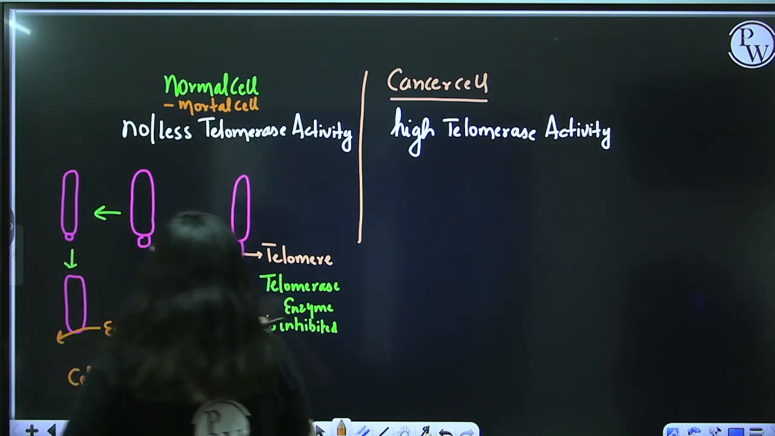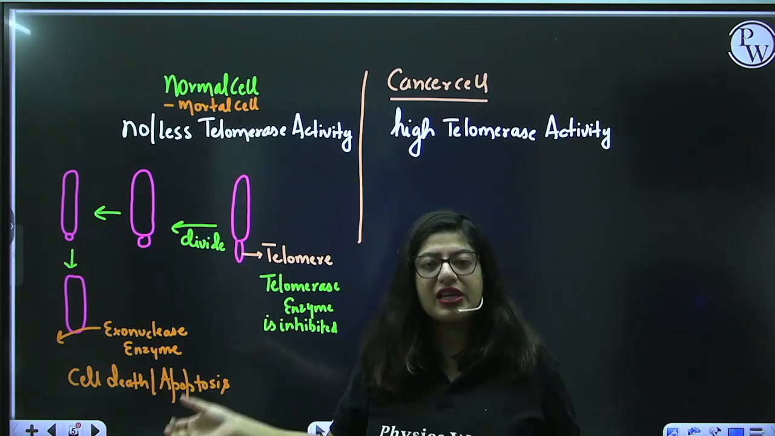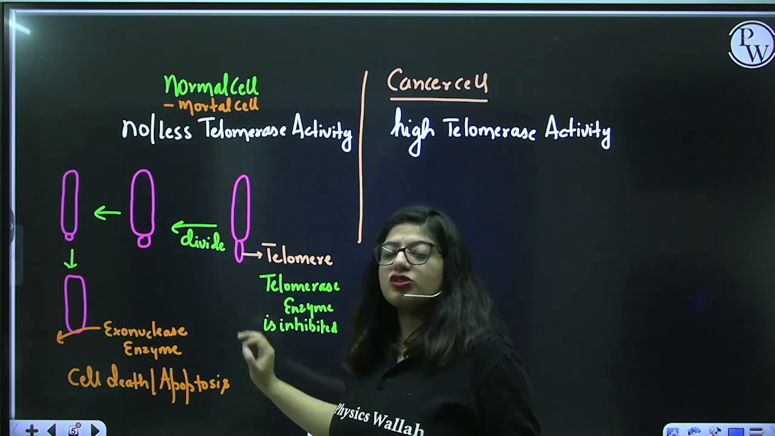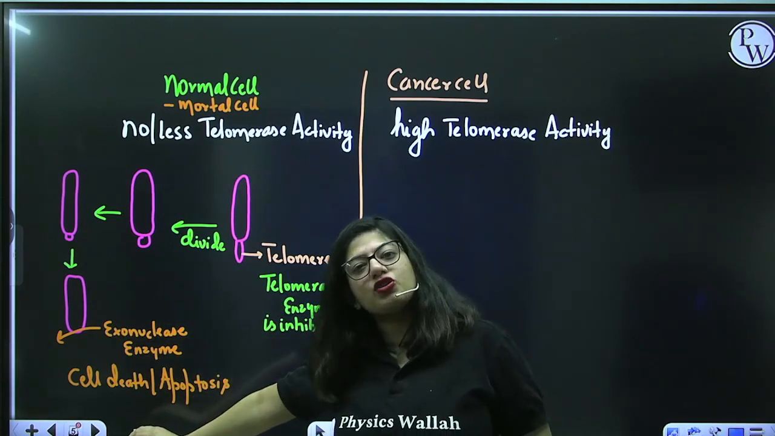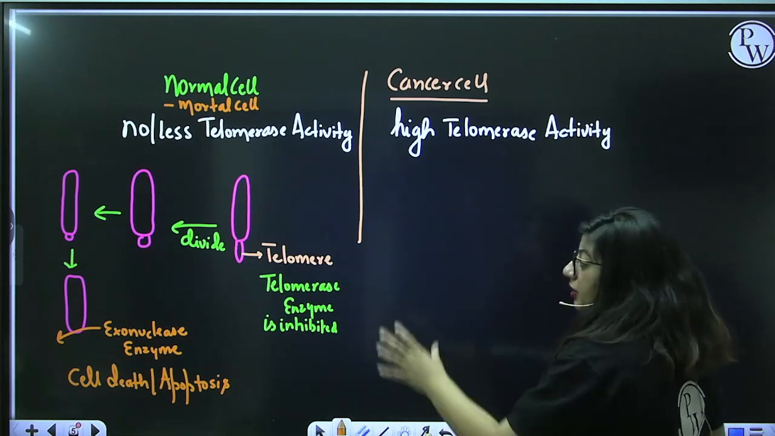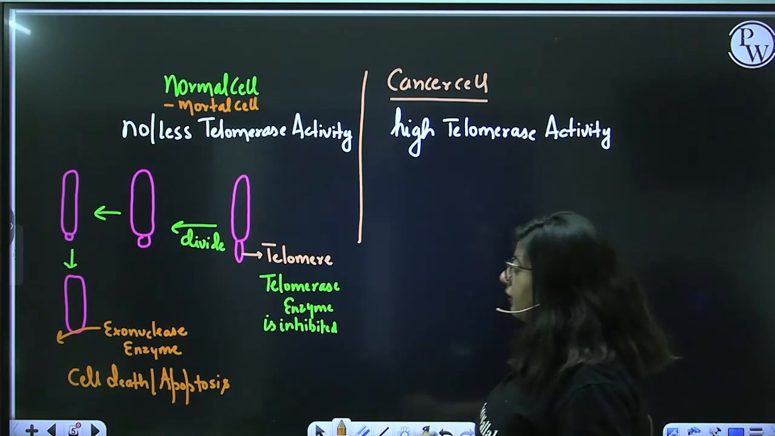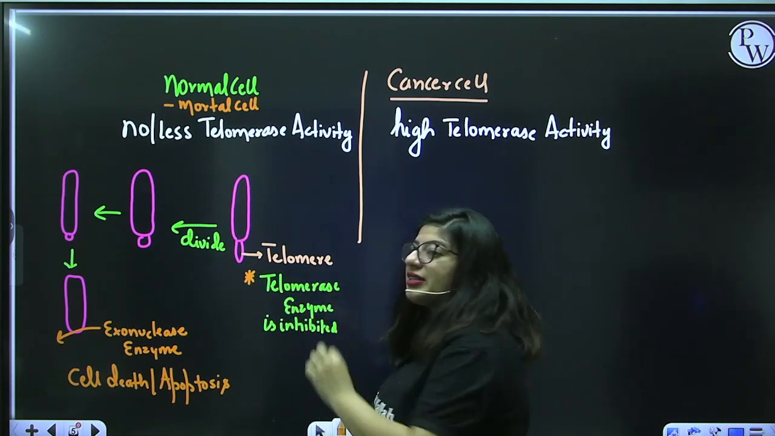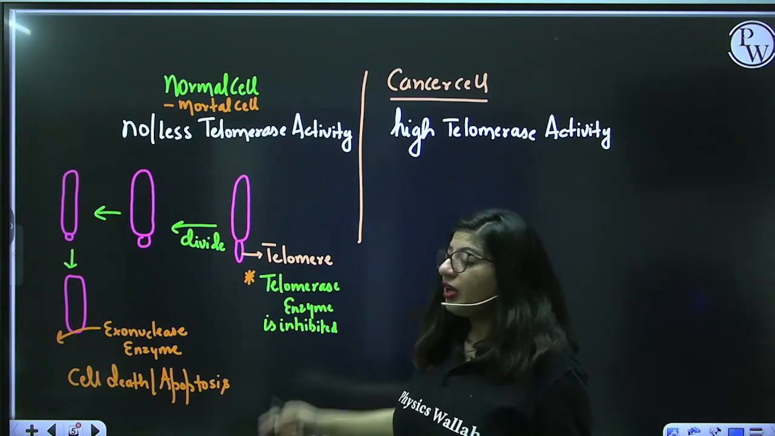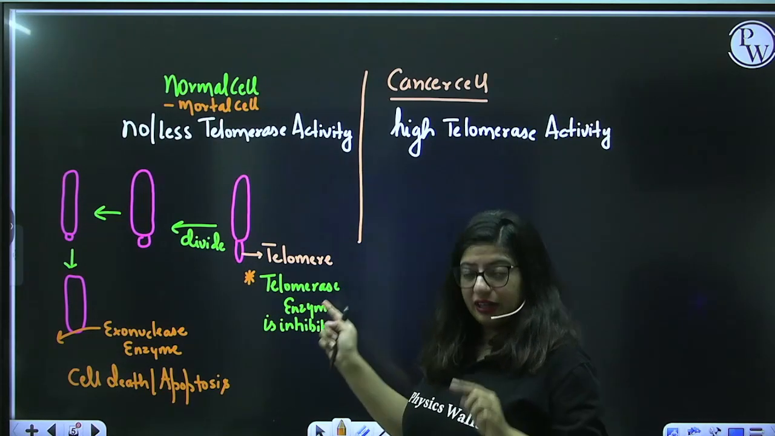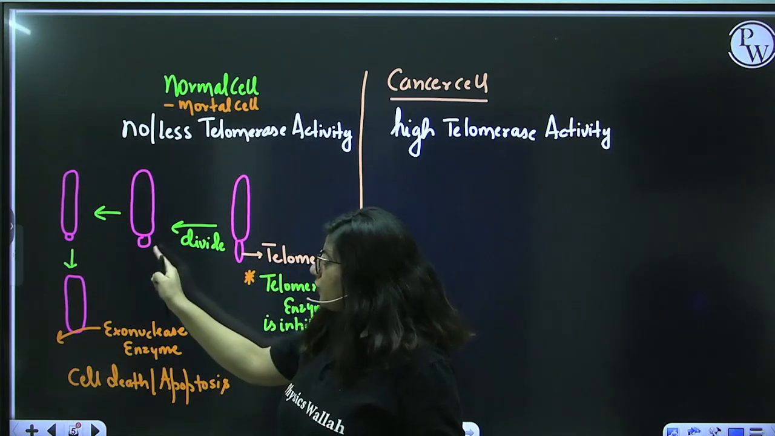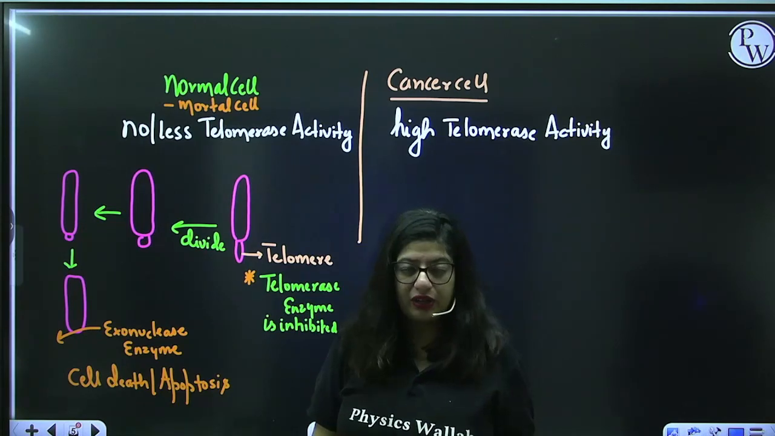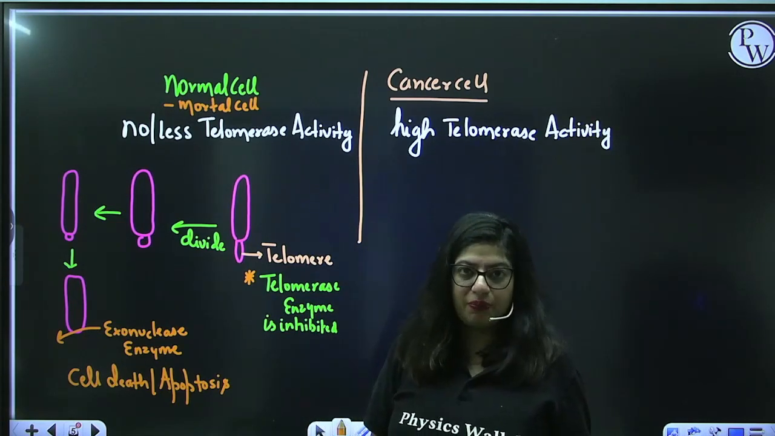Why will they die? Because on division, their telomere ends will reduce, and a time will come when the telomere ends will be completely destroyed, and exonuclease will digest the main DNA, and hence your cell will die. But this is occurring because of one thing, that telomerase is inhibited in these cells. Imagine if the telomerase enzyme is not inhibited and it is working. Then in every division, your telomere ends will be retained. They will not be destroyed. They will not lose their shape and their size.